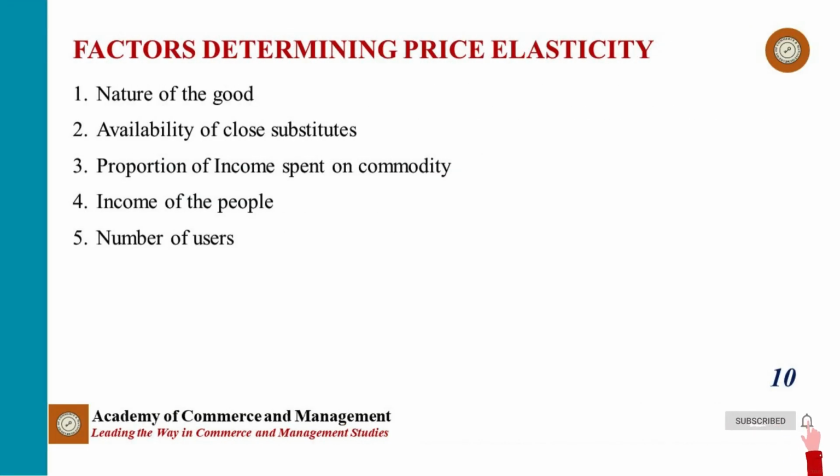Now, let us see the different factors determining price elasticity of demand. The first factor is the nature of the goods. The second one is availability of close substitutes. The third one is proportion of income spent on commodity. The next one is the income of the people. And the last factor determining price elasticity of demand is the number of users.